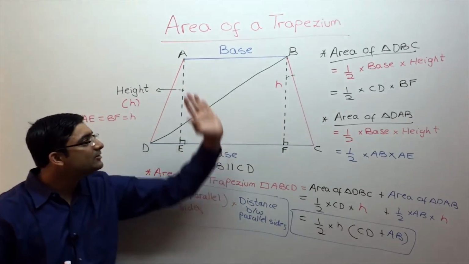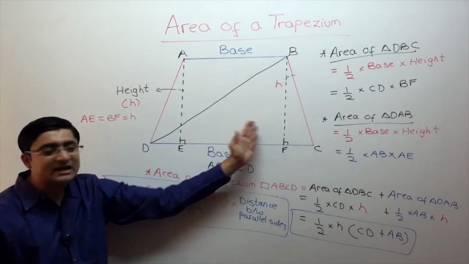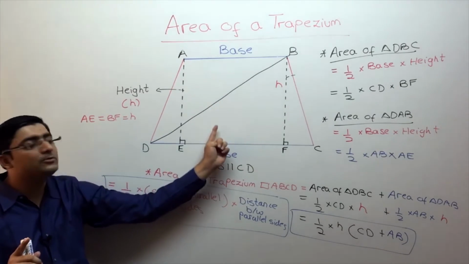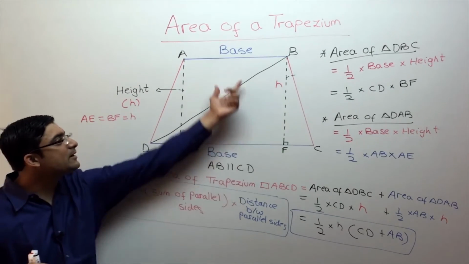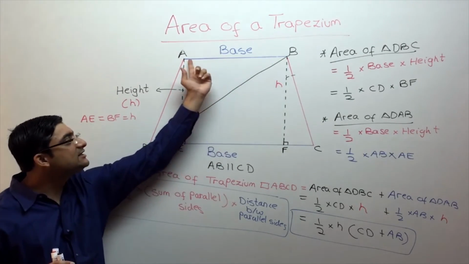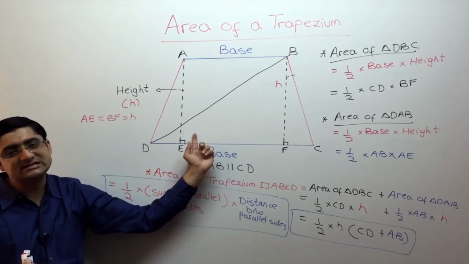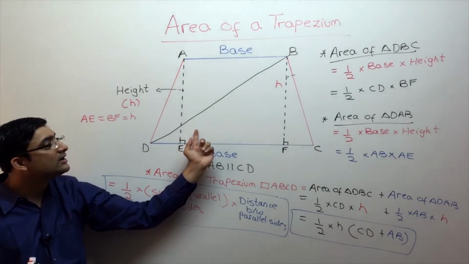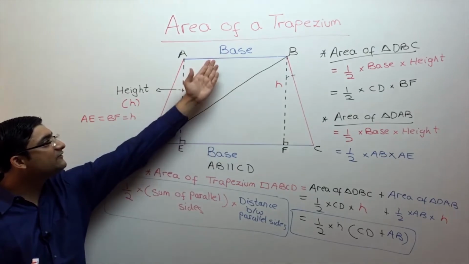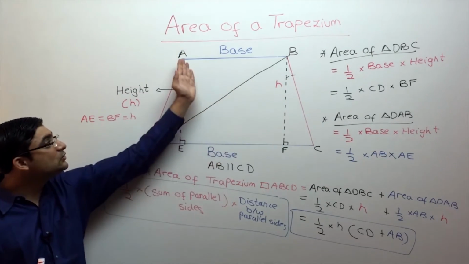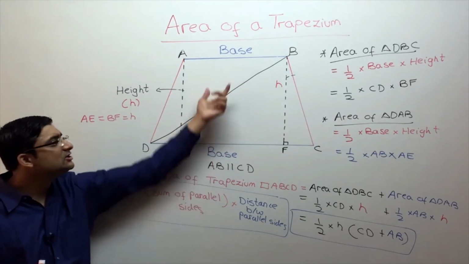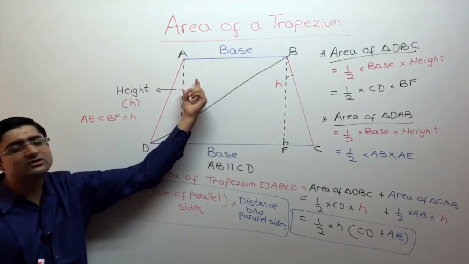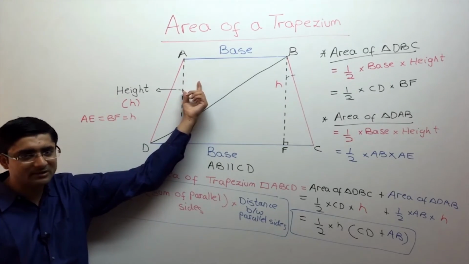So let me do a recap. What is a trapezium? It is a four-sided figure in which one pair of opposite sides are parallel. Each of these parallel sides is the base and the distance between the two bases is known as the height of the trapezium, right? So what is area of a trapezium? It is half sum of parallel sides into the distance between them, right? So half sum of parallel sides into the height of the trapezium or distance between the parallel sides.